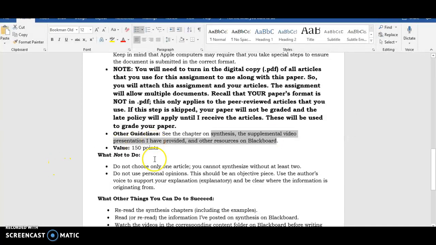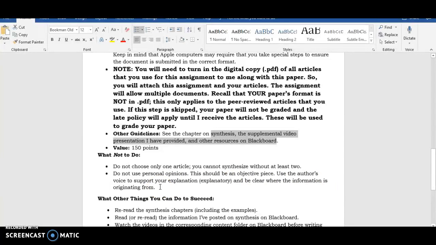Here are some tips. Do not choose only one article. You can't synthesize unless you have two. You just physically can't do it. Do not use personal opinions. If you're very passionate about a topic, it may serve you to stay away from that topic. Sometimes students have trouble avoiding inserting their own opinion into things that they do have a strong opinion about. So just always remember your points have to be supported with evidence, not you. Use the author's voice to support your explanation or argument, depending on what you're doing, and be clear where the information is originating from.